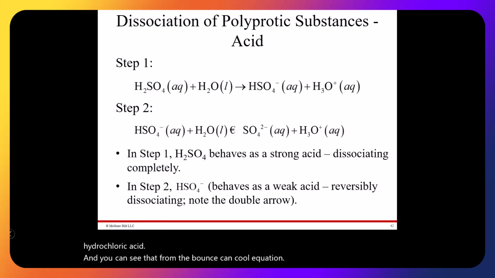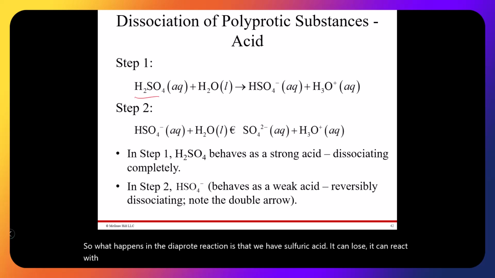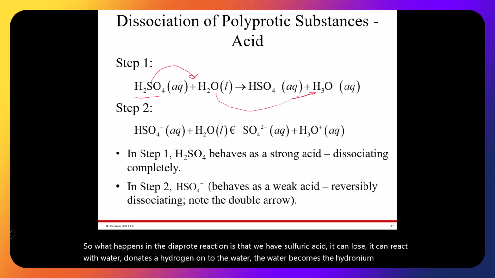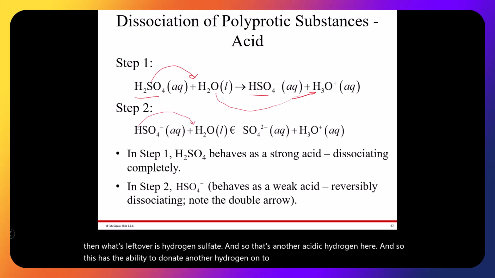So what happens in a diprotic reaction is that we have sulfuric acid. It can react with water, donates a hydrogen ion to the water, becomes the hydronium ion, and then what's left over is hydrogen sulfate. And so that's another acidic hydrogen here, and so this has the ability to donate another hydrogen ion to the water and form more hydronium ion.